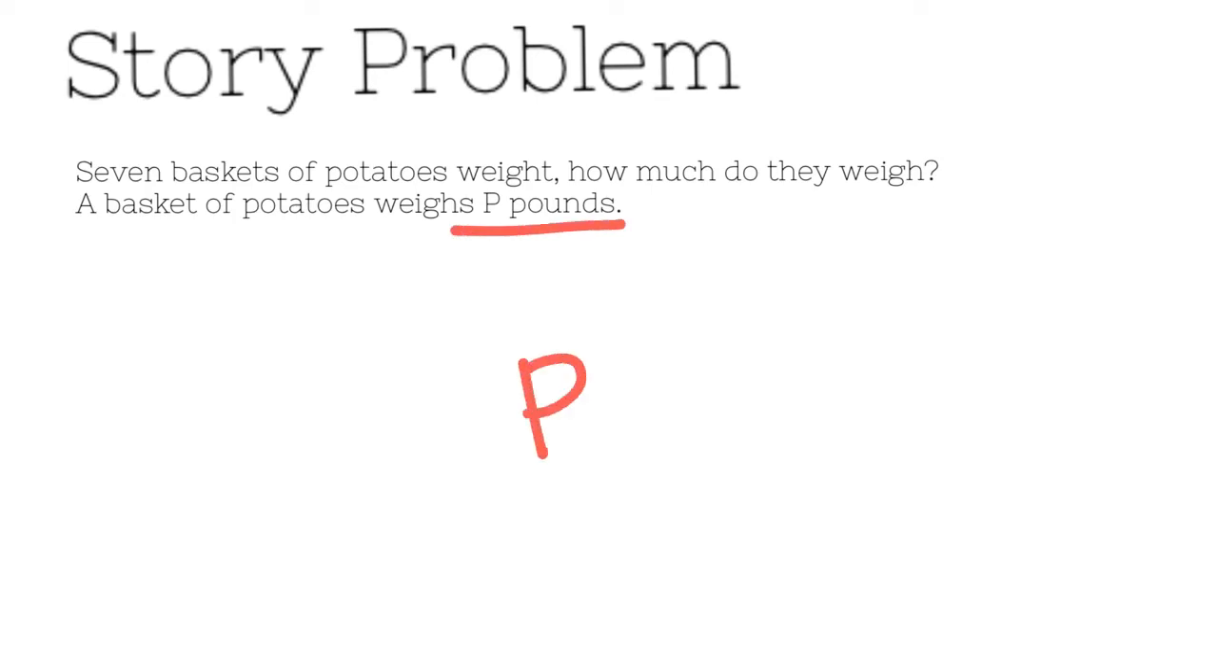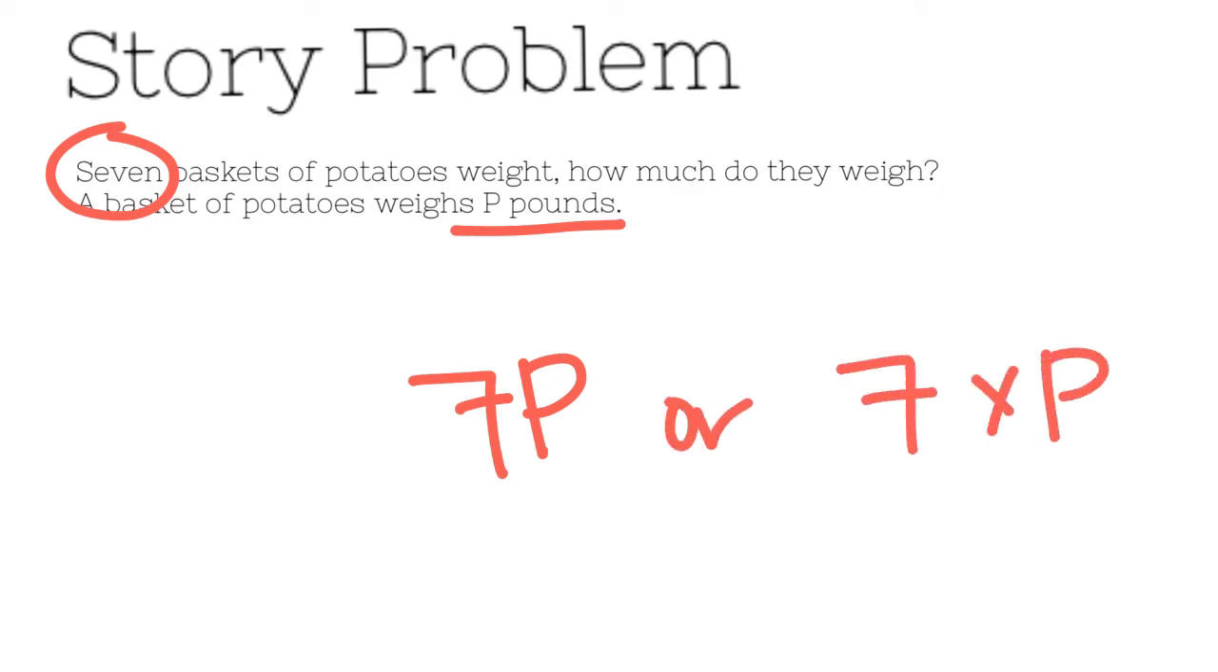So if P for pounds is for 1 basket and we're talking about 7 baskets, I would do 7 times P. So you could either write 7P or you could write 7XP or 7 times P that way. Or on your keyboard, there's that star symbol that you could use for 7 times P as well. All 3 of those answers would give us the expression that would solve for that. So once we found out the weight, then we could plug it in and actually solve.